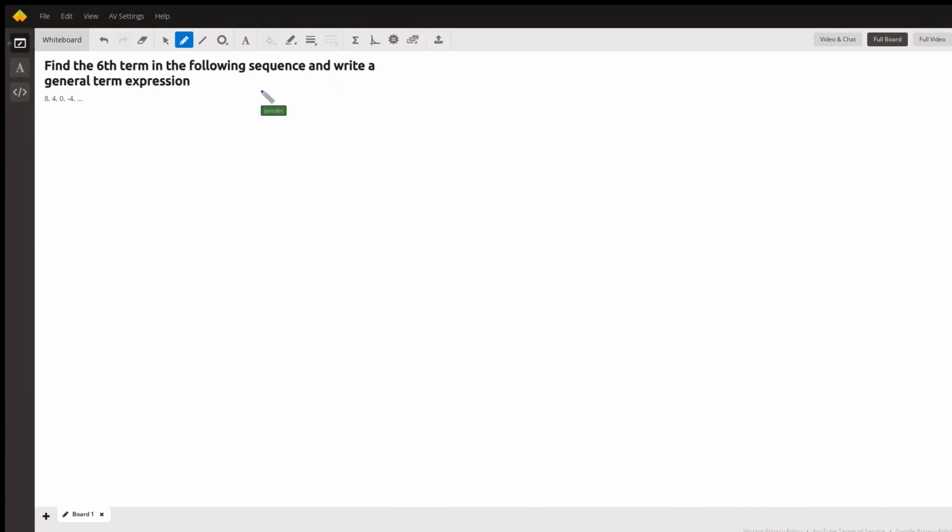So this is your problem here. It says find the sixth term in the following sequence and write the general term. Before you can answer a question like this, you need to find out first if it's an arithmetic sequence or if it is geometric. So what is the difference between these two?